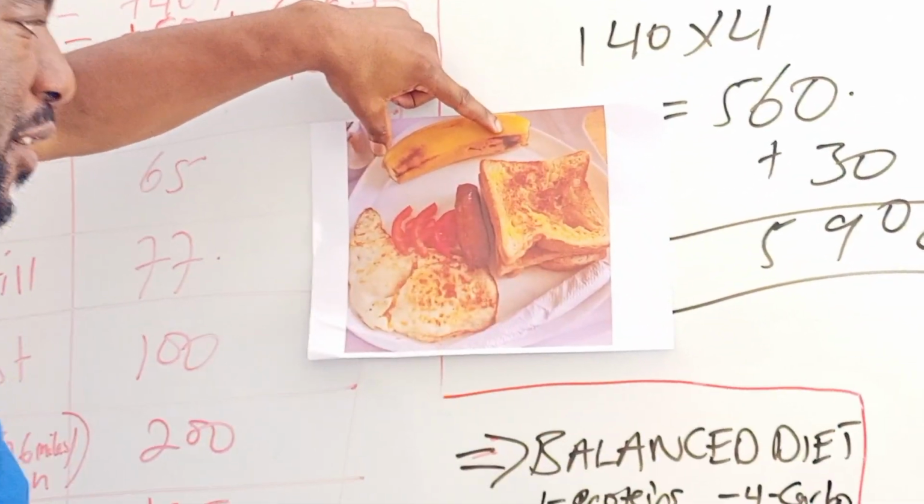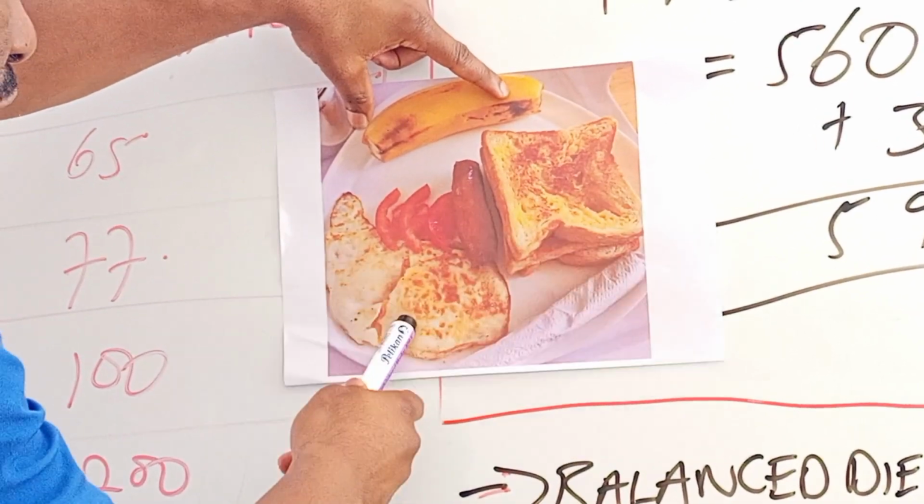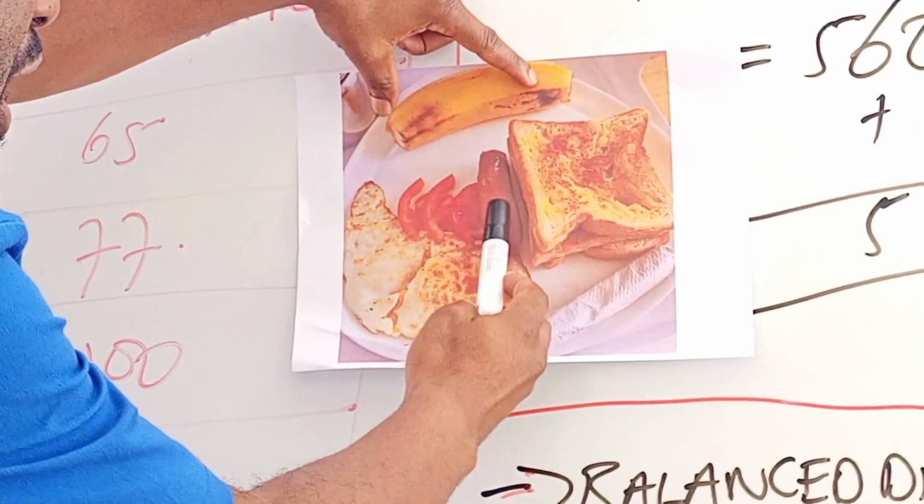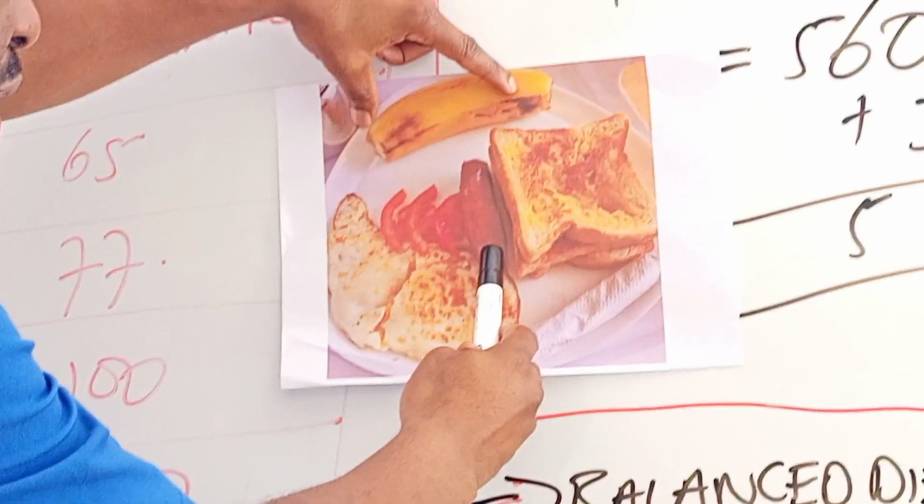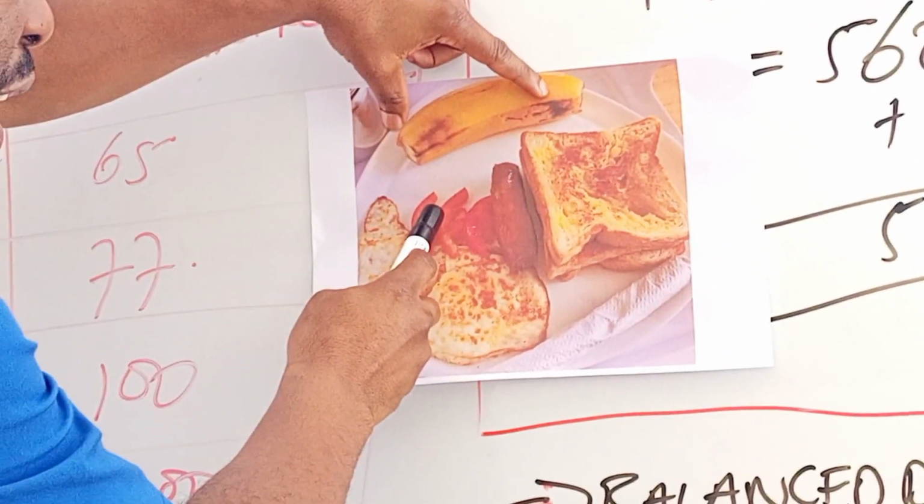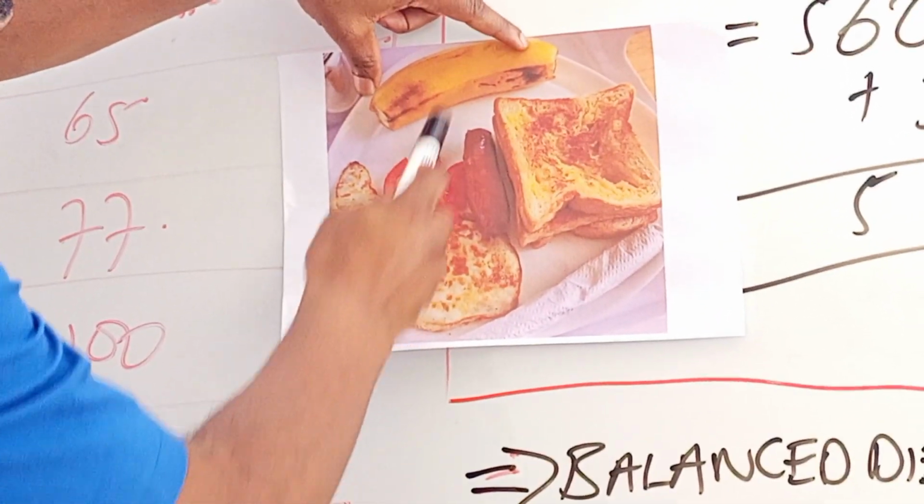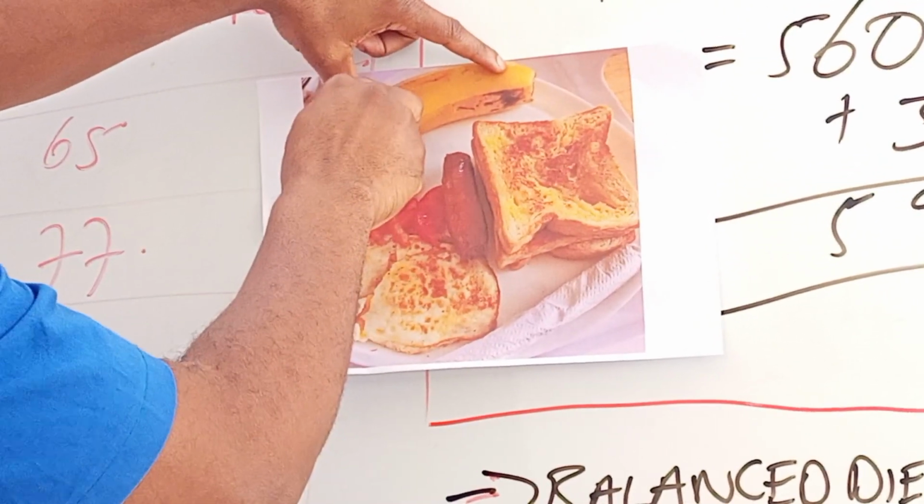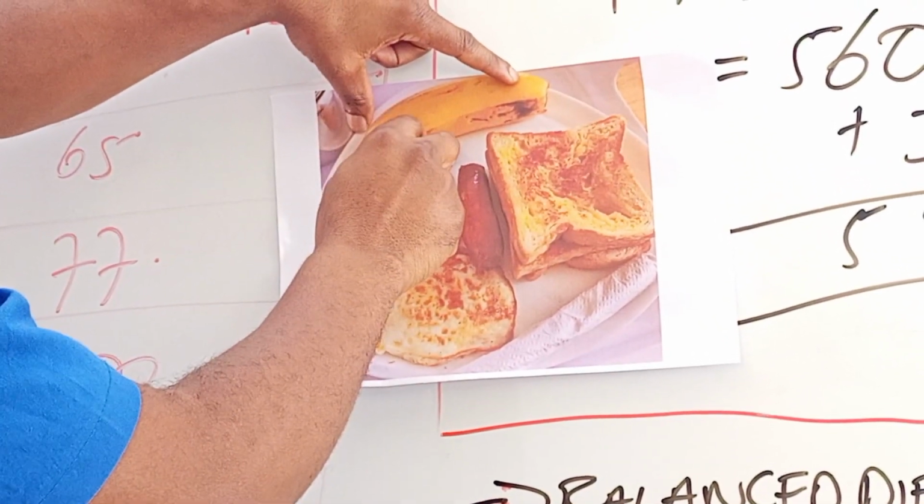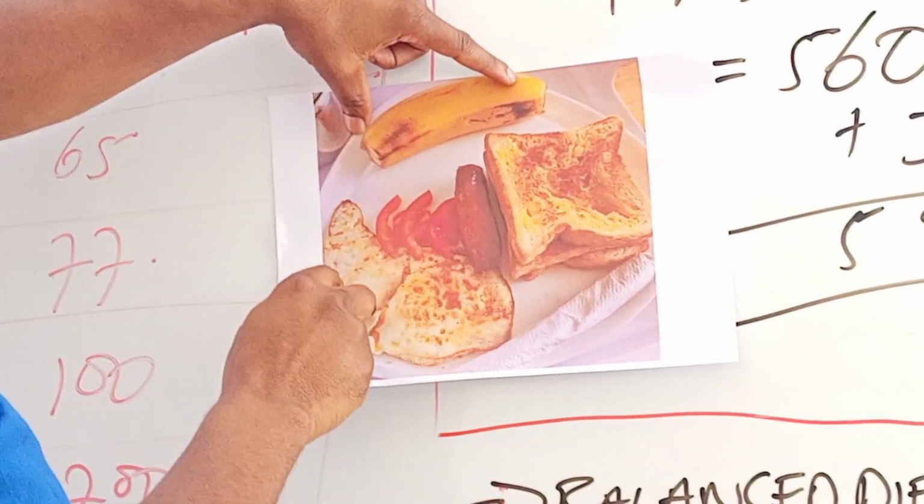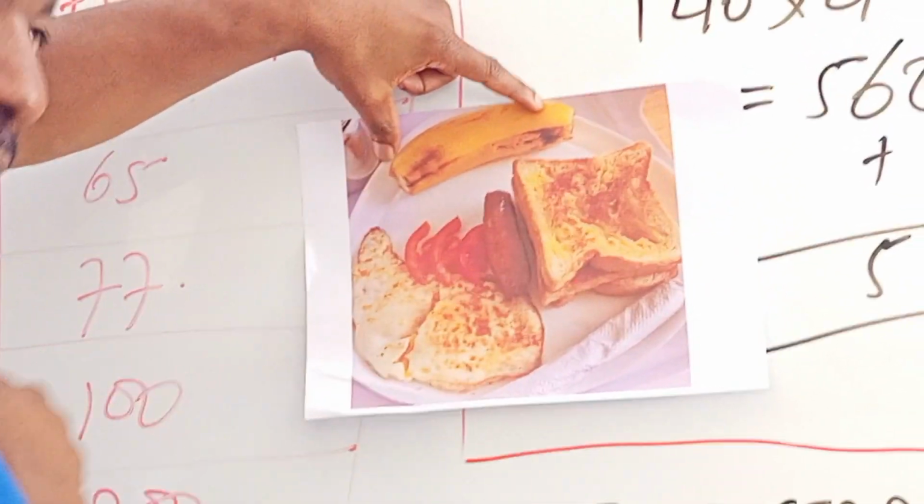is bread. This is carbohydrates. This is a sausage. This is a protein. This is a tomato. You may say we are dealing with vitamins, and a banana. This banana is not a fruit. Banana is a carbohydrate. You understand? So banana and bread are the same thing.